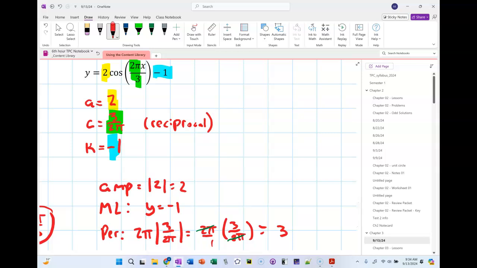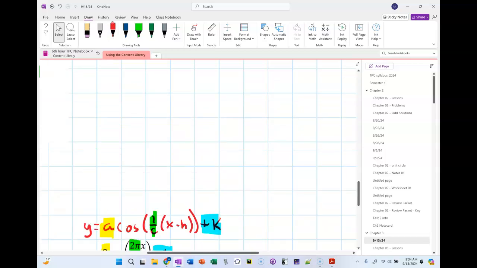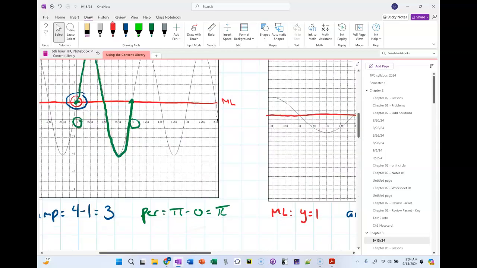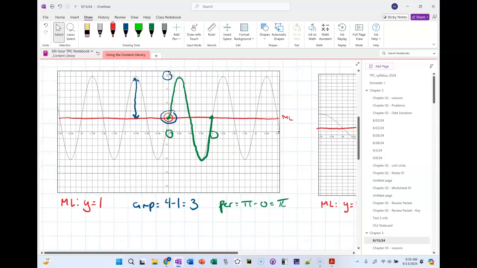Does that feel good so far? What if we asked to do the reverse? What if we want to look at our graph and come up with an equation for it? So let's go back to these 2 graphs that we looked at just a moment ago.